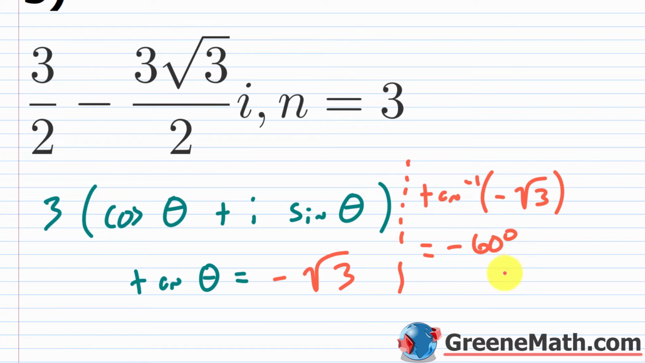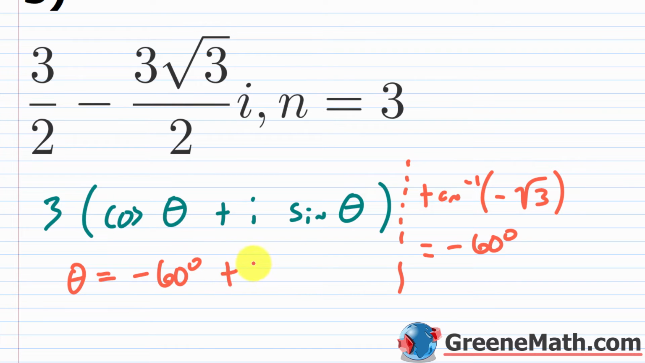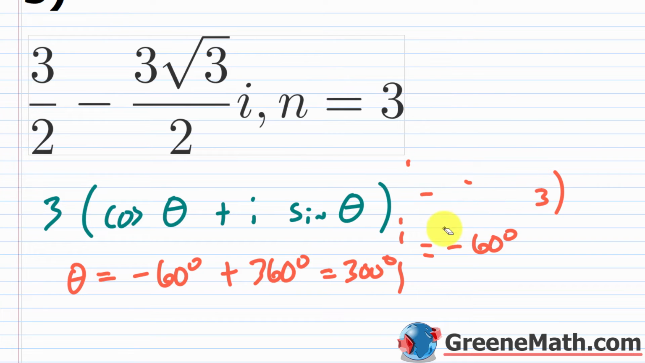Now, what does this mean? Remember, for this guy right here, if you were to plot this complex number in the complex plane, the real part is positive and the imaginary part is negative. So from the origin, I'm going to the right and then I'm going down. I know I'm in quadrant 4, but I don't want this negative angle here. So to correct for that, again, I'm just going to add 360 degrees. So I would just say that theta is going to be equal to negative 60 degrees plus 360 degrees, which is 300 degrees.